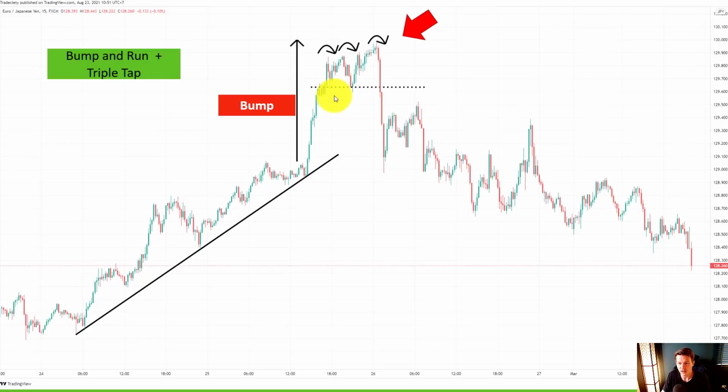And bump and runs are a little bit more advanced. They're harder to trade because your timing here is very important. It's very easy to be too early or too late as well, because those turnarounds and the sell-offs can happen very quickly. So they are a great pattern, but they may be a little bit more on the advanced side.